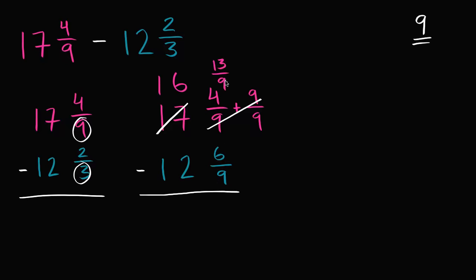What's 13/9 minus 6/9 going to be? Well, 13 of something, in this case ninths, minus 6 of that same something is going to be 7/9. So 13/9 minus 6/9 is 7/9. And then I can look over in the whole number place. All I have left is 16 here. 16 minus 12 is 4. And I'm done. 17 and 4/9 minus 12 and 2/3 is equal to 4 and 7/9.